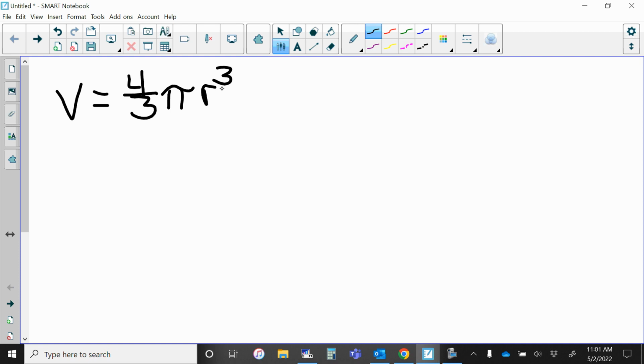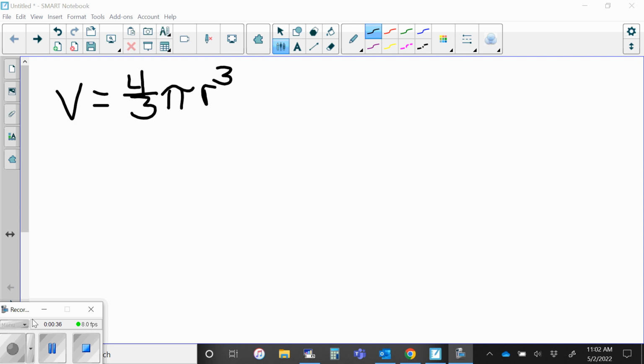All right, so here we go. There's that volume formula: volume equals 4/3 pi r cubed. That is going to be the formula we use for spheres. So 4/3 pi r cubed is our formula for the volume of a sphere.